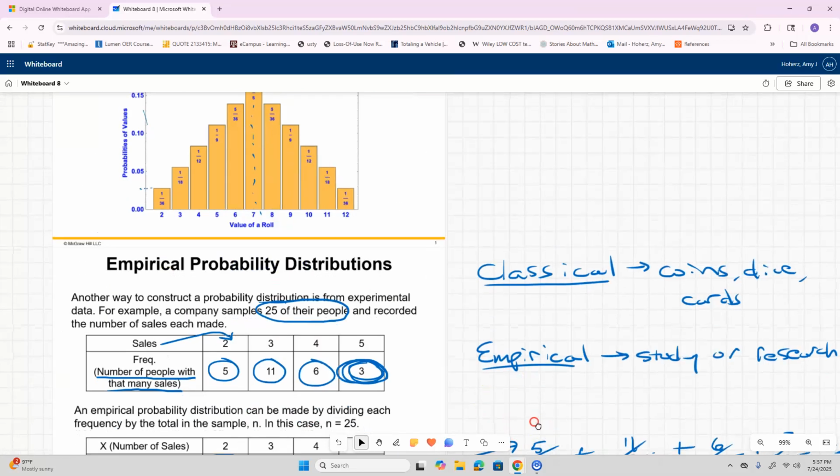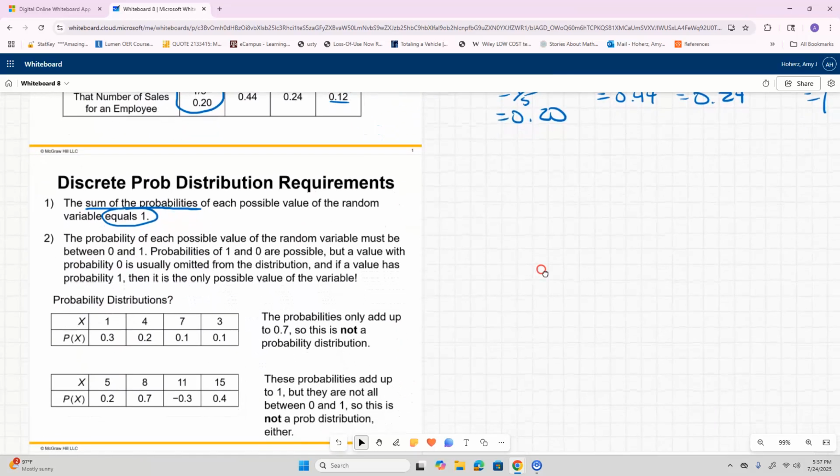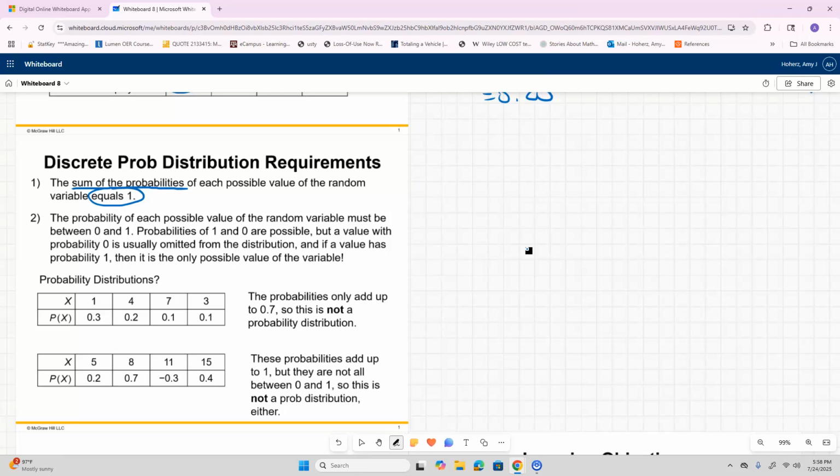So now the other requirement is that the probability of each possible value must be between 0 and 1. We talked in chapter 4 about how probabilities could only go between 0 and 1, because 0 means that it absolutely can't occur, can't happen, and 1 means it absolutely must occur. And there's nothing beyond that. The highest probability you could have is a 1 or a 100%. The lowest probability you could have is a 0 or a 0%. We can't go beyond that.